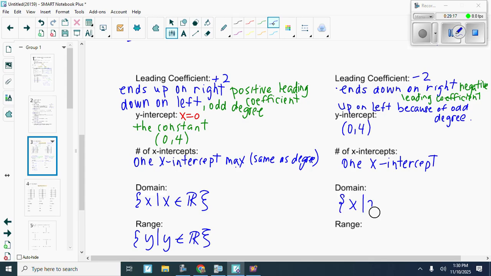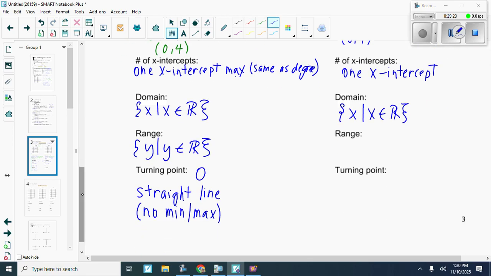So let's just get used to writing our domain and range again. Our range, y such that y belongs to real numbers. That's how we read it. And turning point, there are none. It's a straight line with no mins or maxes.